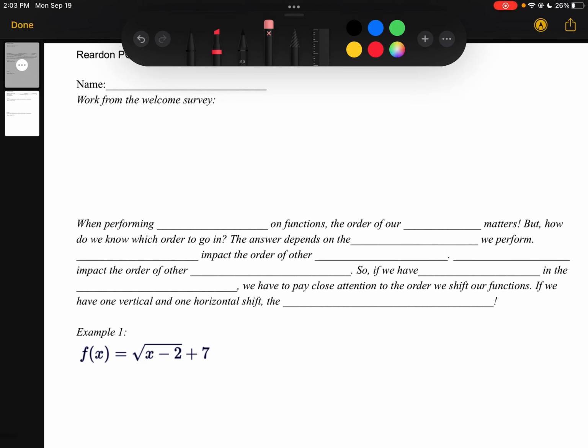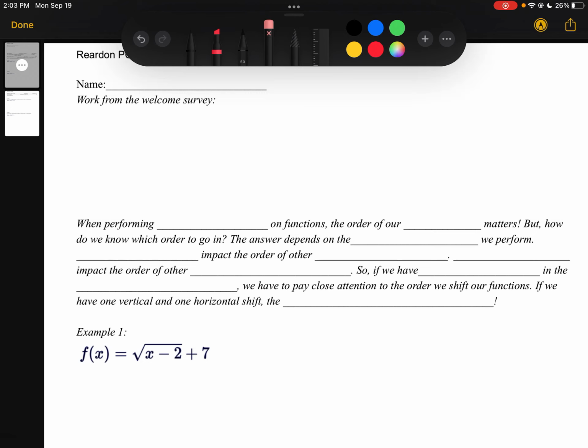Hi everybody and welcome. Today we're going to be focusing on transformations and the order in which we do transformations. Your goal after watching today's video will be to take a look at a function, identify its transformations, and identify the order in which those transformations happen.